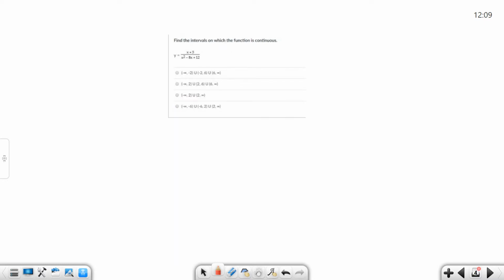The second one, I ask you where it is continuous. Well, functions are continuous wherever their denominator does not equal 0. So we're still going to do the same thing. We'll set the denominator equal to 0, and we'll factor it. The factors of 12 that add to give me 8 are 6 and 2. They're the same sign, both negative.